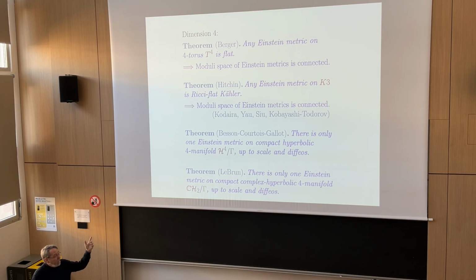What this is illustrating is that there are certain four-manifolds where the Einstein condition is already enough to reduce the geometric structure to a connected family of geometries. So in this case, the K3 case, or in the torus case, we don't get a unique geometry, we get a family of geometries.